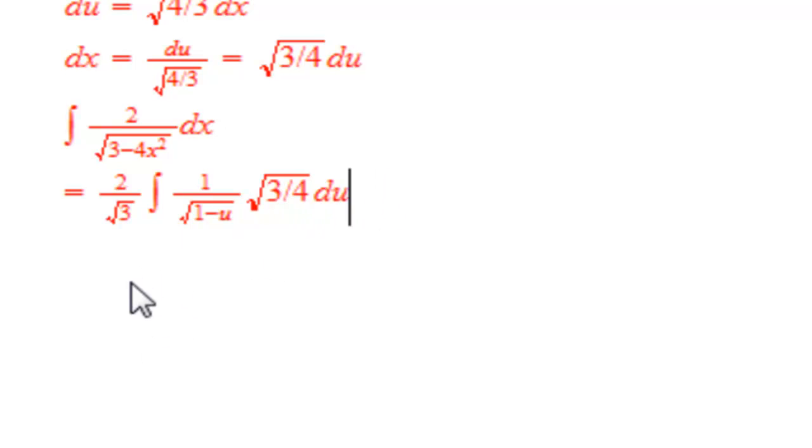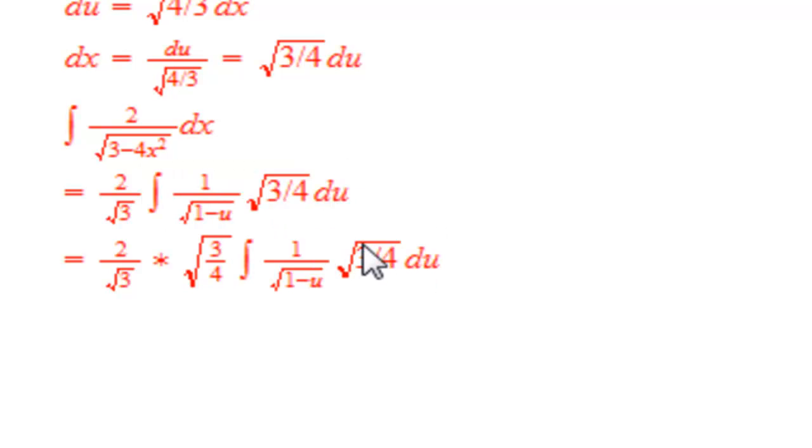Okay, and what can we do here? Well, first of all, we can pull that square root out, and we have the 2 divided by the square root of 3. Now, if I multiply by the square root of 3 over 4, well, let me go ahead and write that. We'll put it back into fraction form. I can simplify that down a little bit, and then we'll just have this integral left without that square root of 3/4 sitting there. We'll put another multiply sign in.